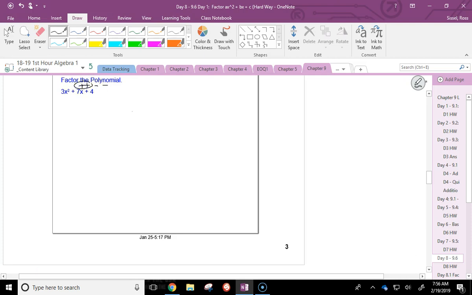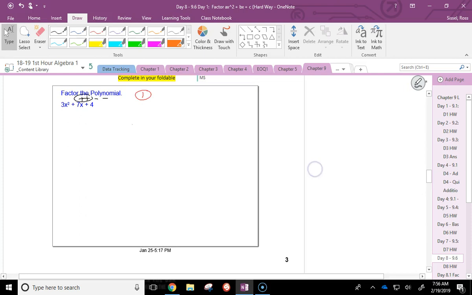Okay, here was step 1. So we're going to put number 1. And this is exactly how I'm going to show my work. I'm going to say number 1, the first thing we are going to do is multiply the a term times the c term. So first thing is I'm going to do 3 times 4, which gives me 12.